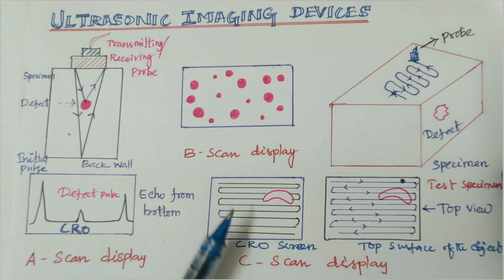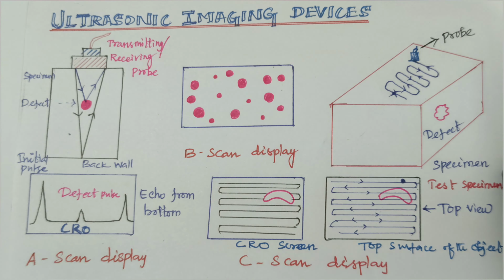The second one, B-scan, is nothing but the brightness scan. That's why it is called B-scan. Then the third one is C-scan display. Now we will discuss them one by one. First one is A-scan.